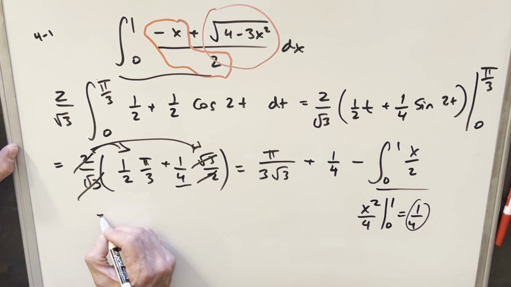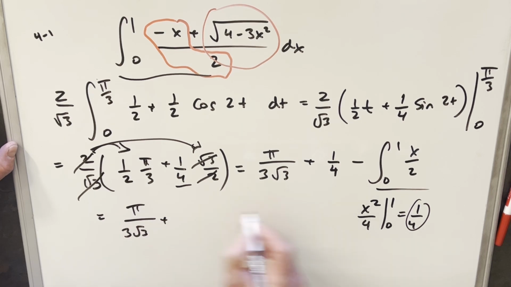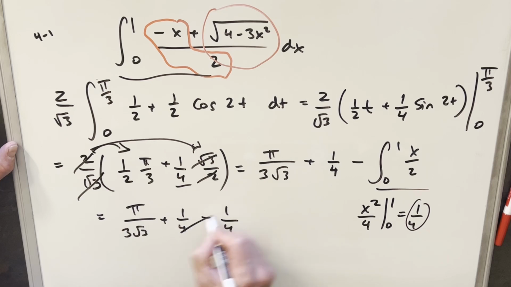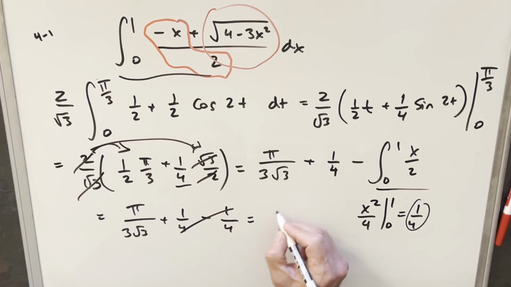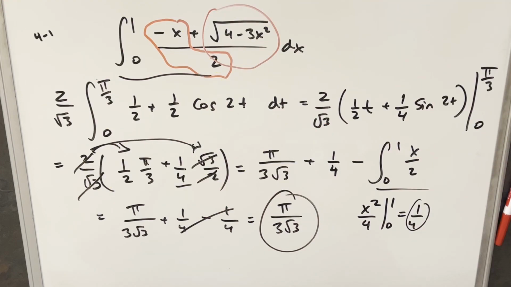So now to finish it off, we're going to have pi over 3 square root of 3 plus 1/4 here, minus 1/4 here. These cancel out, and so our solution is just going to be pi over 3 square root of 3. So that's it. Not too bad. Kind of just brute force. I know it's kind of a straightforward method.